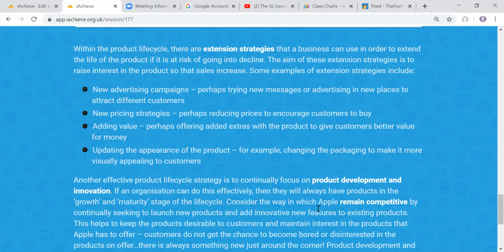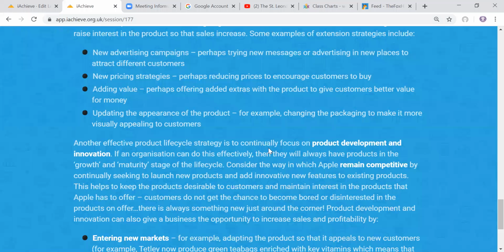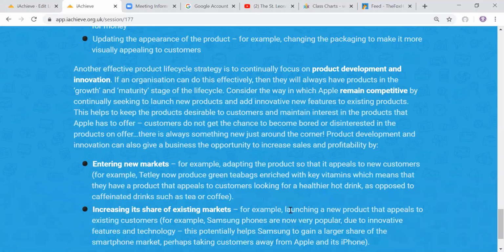So again, the other way to focus on extending the product life cycle is to focus on product development and innovation. All companies, for example Apple, remain competitive by continually seeking to launch new products and add innovative new features to existing products. This helps to keep the products desirable to customers and maintain interest in what Apple has to offer. So Apple is a prime example of a company that's constantly extending the product life cycle through innovation.